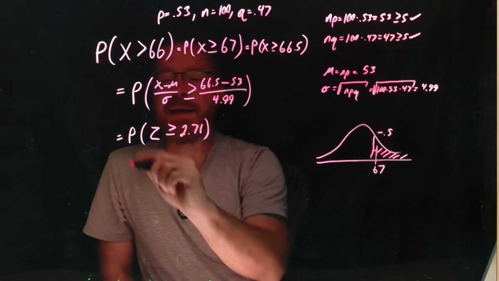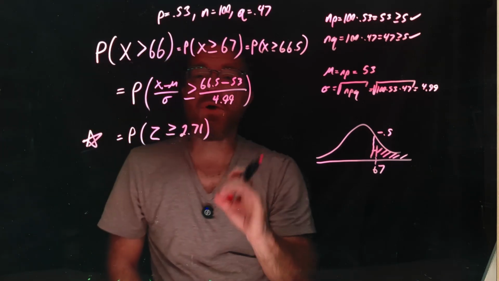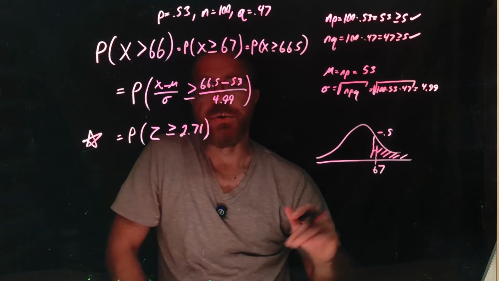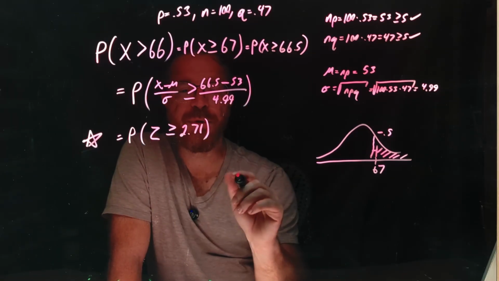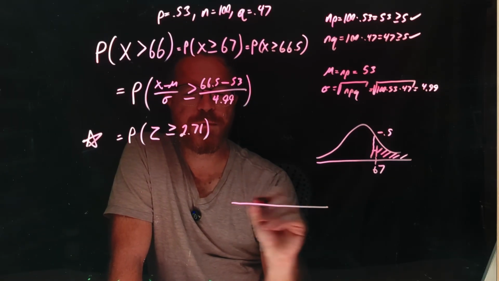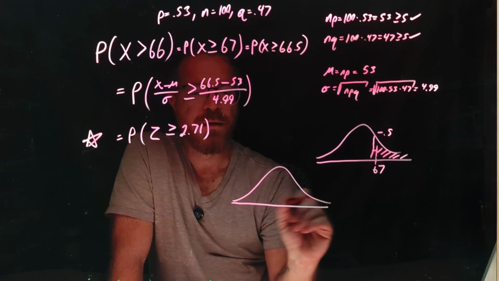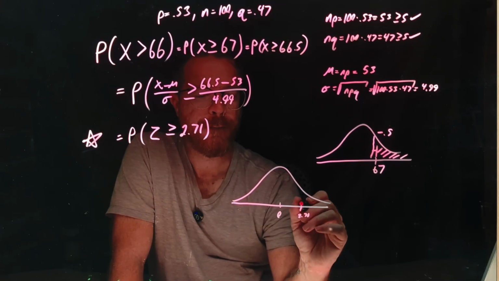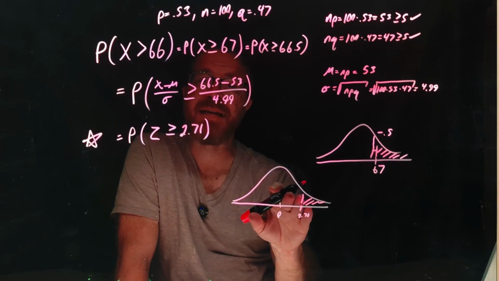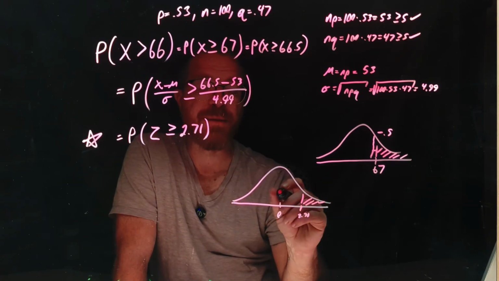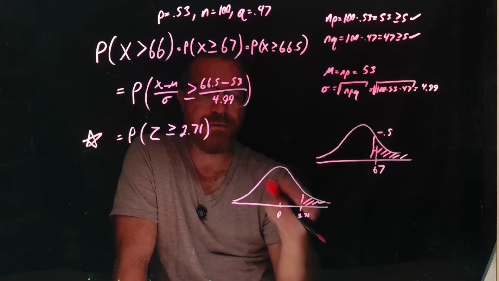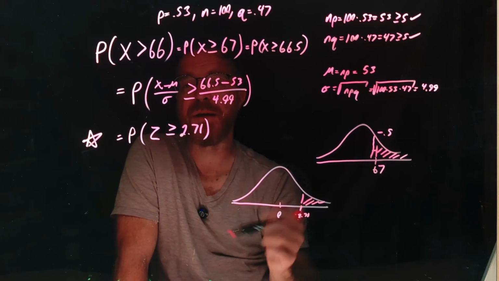Now, once you get to this step, this works exactly the same way it has in any other prior sections we've done. So you look at this and you say, okay, I'm looking for the probability to the right of 2.71 on my standard normal. But I can't look this up in my table. What do I need to do? I need to find the probability of the entire sample space minus what is to the left of 2.71, and that will give me my correct probability.